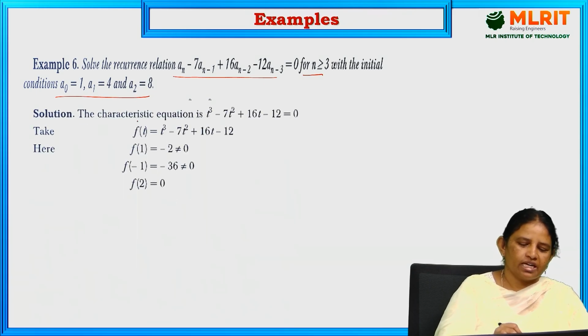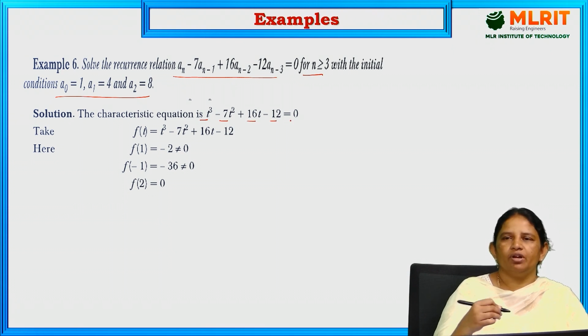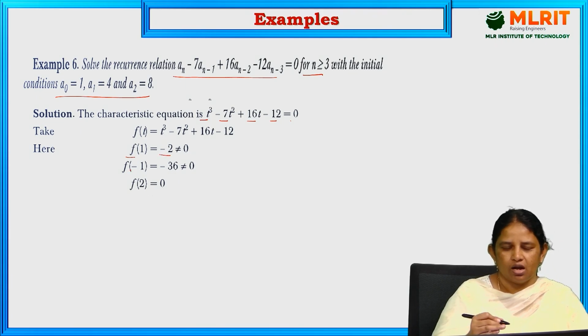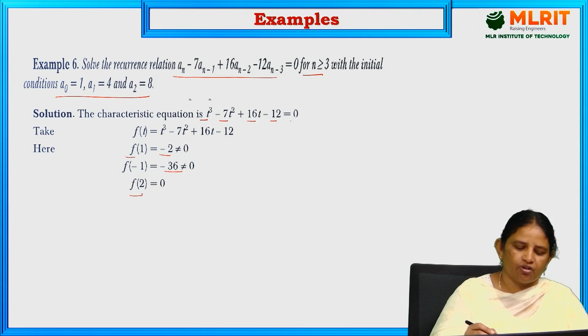So what is the equation? t cube minus 7t square plus 16t minus 12 equal to 0. We need to find the first root by substituting t equal to 1. f of 1 we get minus 2, that is not equal to 0. Then we substitute f of 2 equal to 0.